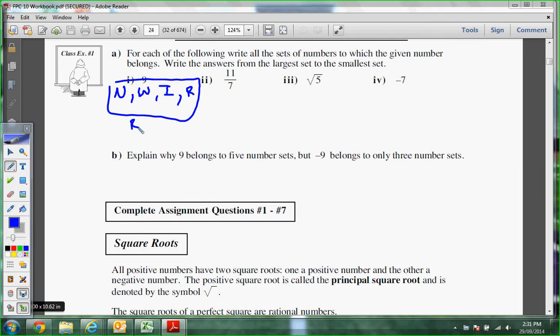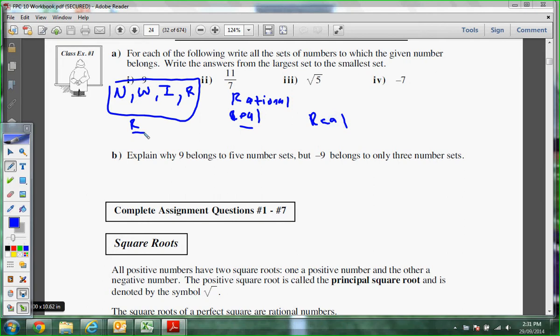So the 11 over 7, is that a natural number? Whole number? Integer? It's just rational and real, because it's a repeating decimal. Or excuse me, these are all real. My fault. We don't even get into non-real. I don't even know why they're putting that on here. That's fine. Square root 5 is a real number. They're pretty much going to all be real, so sorry about the confusion on that.